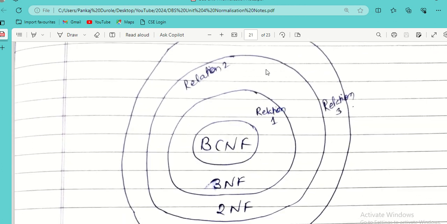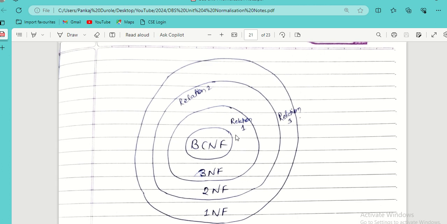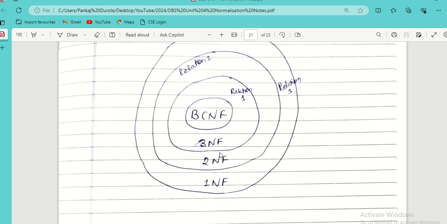Now whatever I am telling you can be understood easily using this diagram. For example, this is the first normal form, the entire circle. Inside that there is 2NF, 3NF, BCNF. These are the normal forms that are listed over here. You can see there is a table number 1. This relation 1 is in third normal form. So if it is in the third normal form, it will be in the second normal form and the first normal form. But the third normal form table is not necessarily in the BCNF.